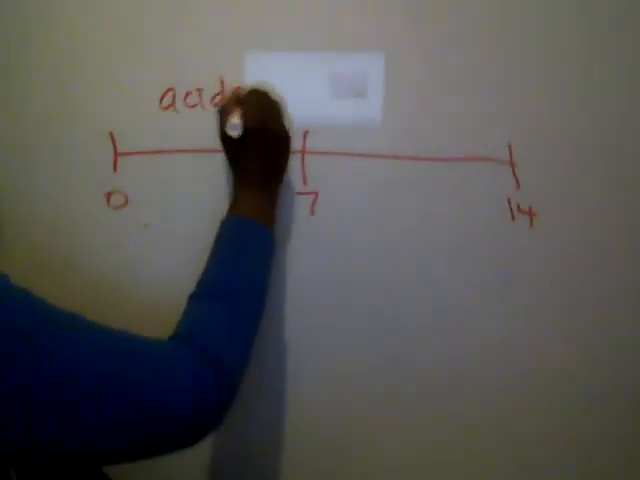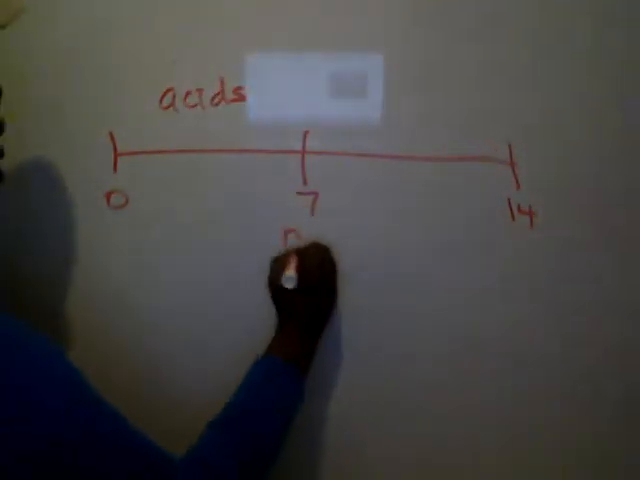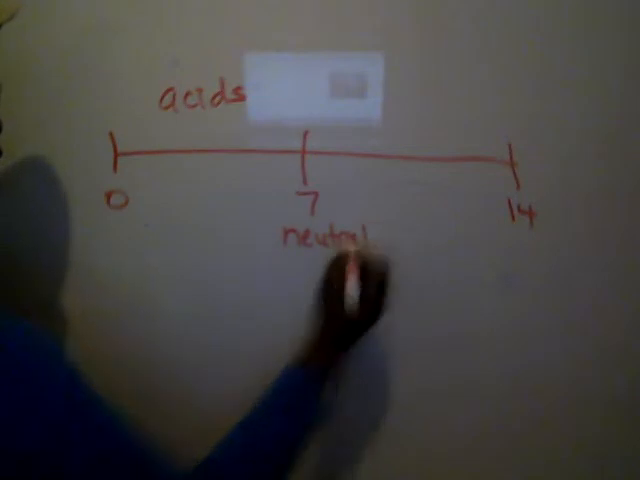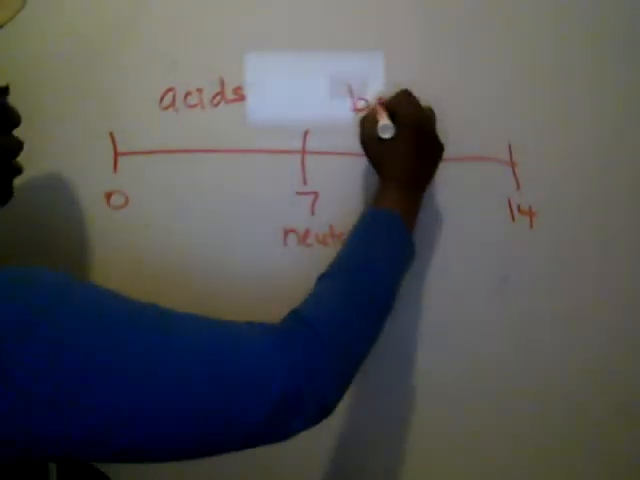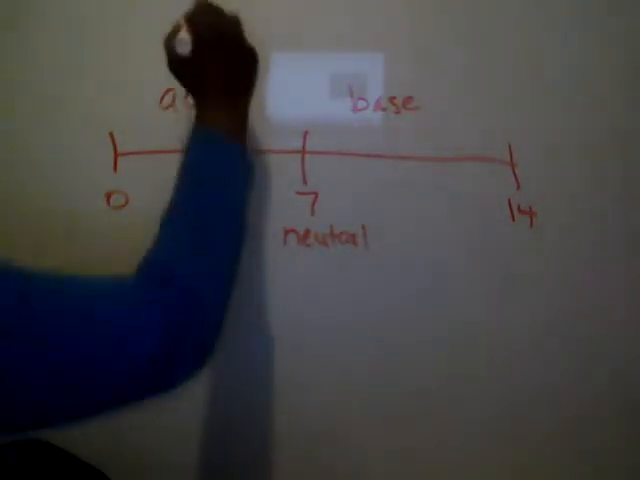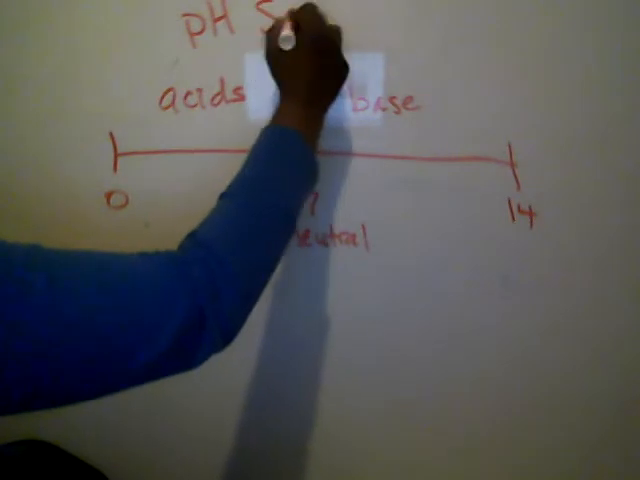So we know acids have a pH less than 7. If you have a pH of exactly 7, you're neutral. If you have a pH greater than 7, you're a base. But this is the pH scale.